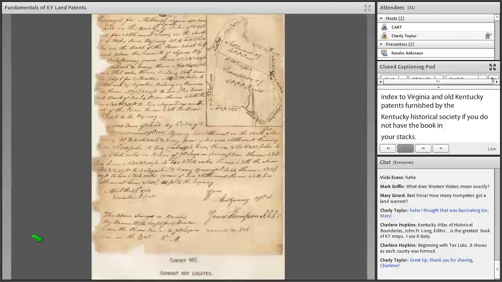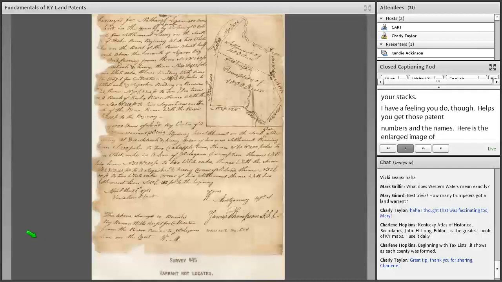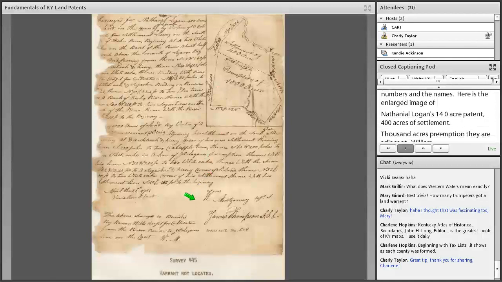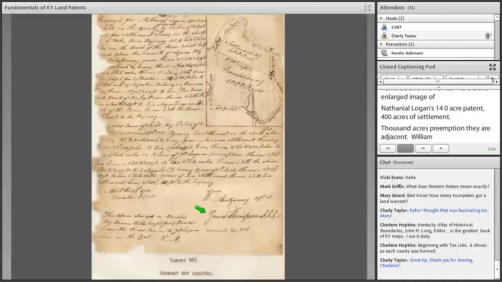Here is the enlarged image of Nathaniel Logan's 1,400 acre patent, 400 acres of settlement, 1,000 acres preemption. They are adjacent. William Montgomery was the assistant or deputy surveyor who surveyed this tract for James Thompson, the surveyor of Lincoln County. Earlier, we saw how big Lincoln, Fayette, and Jefferson counties were. They had to have deputies. Daniel Boone was a deputy in both Lincoln and Fayette. There are a lot of people there that were working out of that surveyor's office because there was no way that one man could cover a third of the state and get the surveys done that needed to be done. There was too much going on here.